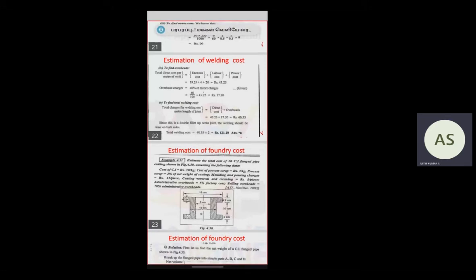It is called foundry. Estimate the total cost of 20 CI flanged pipe castings shown in figure 4.30, assuming the following data. Cost of CI is rupees 30 per kg, and the cost of process scrap is rupees 7 per kg. The process scrap is equal to 2% of net weight of casting. The molding and pouring charges are rupees 15 per piece, and the casting removal and cleaning is rupees 5 per piece. Administrative overhead is equal to 5% of factory cost, and selling overhead is equal to 70% of administrative overhead.